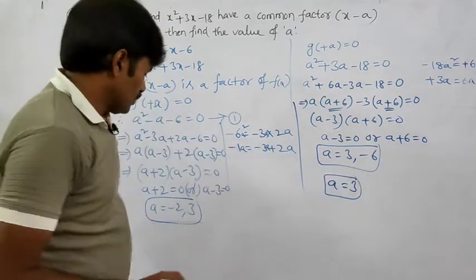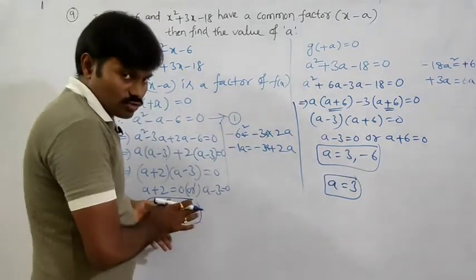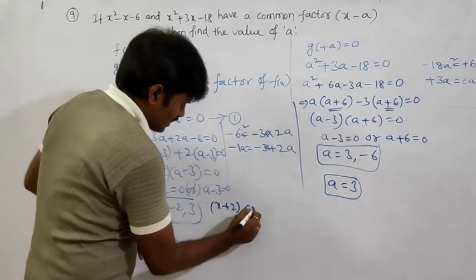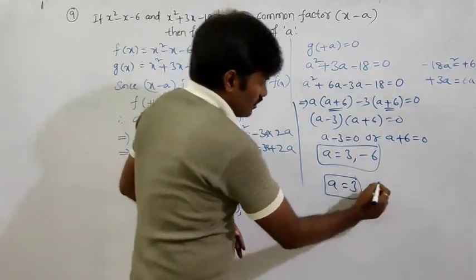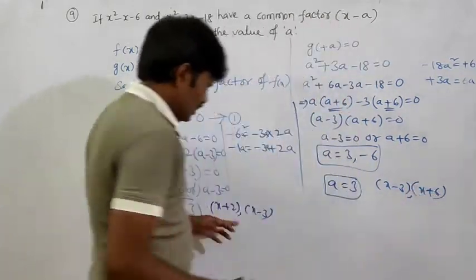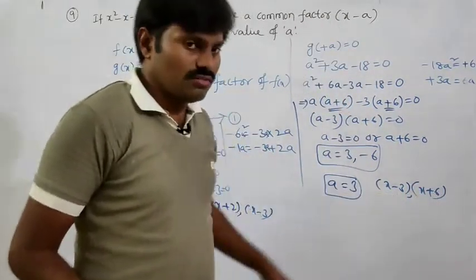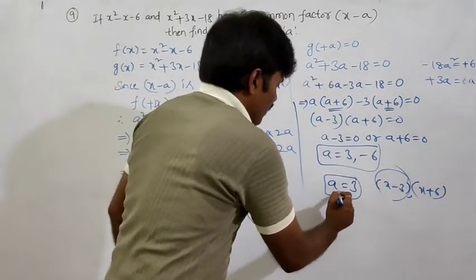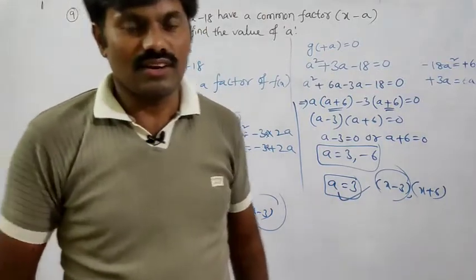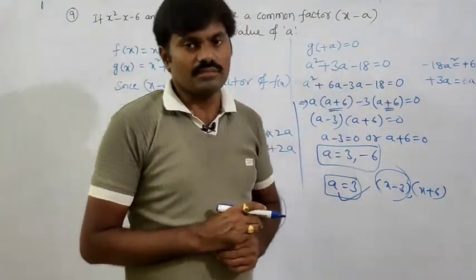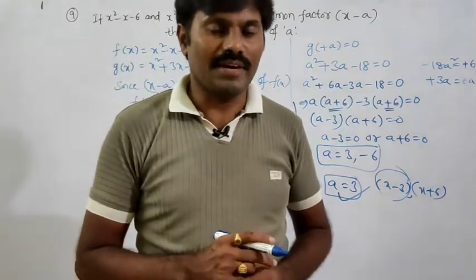No. That means from the a values minus 2 and 3, what are the factors? x plus 2 and x minus 3. From the other values, x minus 3 and x plus 6. So from these four, which one is the common factor? x minus 3. So the a value 3 is the correct answer. Like this we have to solve problems based on the factor theorem. It is the most selected concept in competitive exams also.